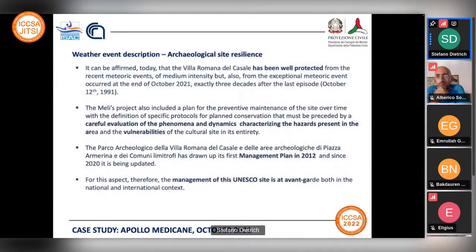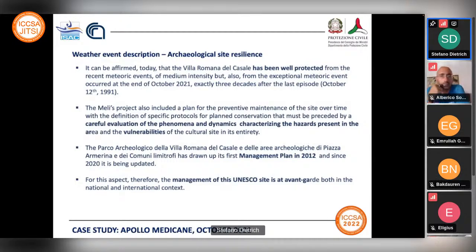Although the heavy rainfall caused flooded areas and landslides in the surrounding area, the archaeological site under study passed the Apollo Medicane stress test without recording significant damage. So now we can say that the Villa Romana del Casale has been well protected not only from recent meteorological events of medium intensity, but also from the Medicane.